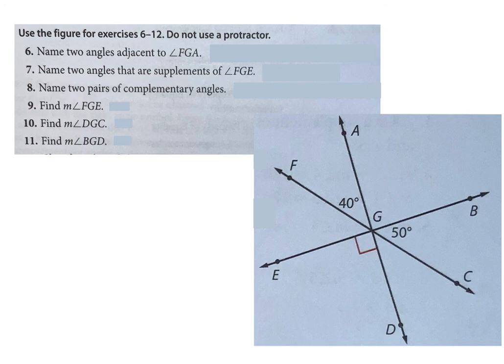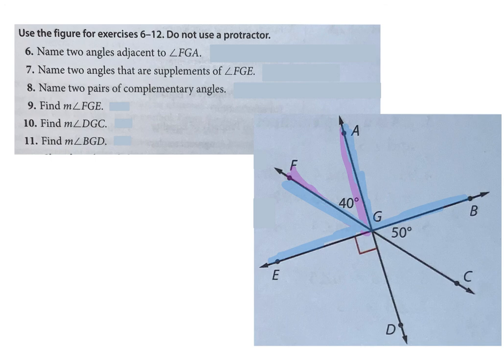If we looked at angle FAG right here, that would be adjacent to AGC. That's an adjacent angle. This one would also be adjacent to EGF. Adjacent just means they are side by side and actually have a common side. It's right next to each other with a common side. So any two of these would be adjacent angles.